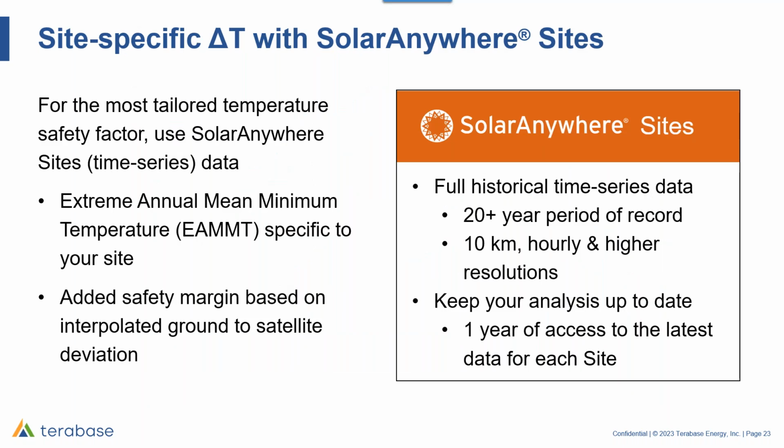So I've demonstrated, hopefully, that we can generate site-specific delta T with Solar Anywhere sites. Again, Solar Anywhere is a full historical time series data set with 20+ years of record at the 10-kilometer, hourly resolution, and we can even go higher in certain places in North America, for instance. We can go down to 5 minutes in 1 kilometer. And this Solar Anywhere data, which is constantly being updated, can keep your analysis up to date.